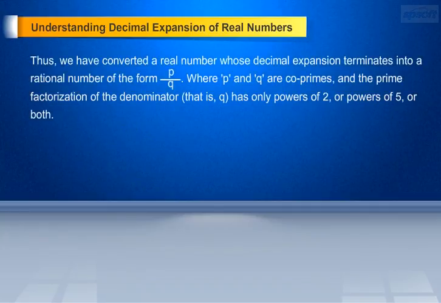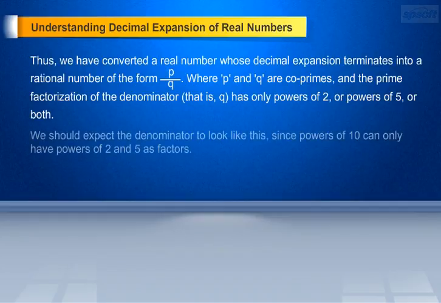Thus, we have converted a real number whose decimal expansion terminates into a rational number of the form p by q, where p and q are co-prime, and the prime factorization of the denominator, that is, q, has only powers of 2, or powers of 5, or both. We should expect the denominator to look like this, since powers of 10 can only have powers of 2 and 5 as factors.